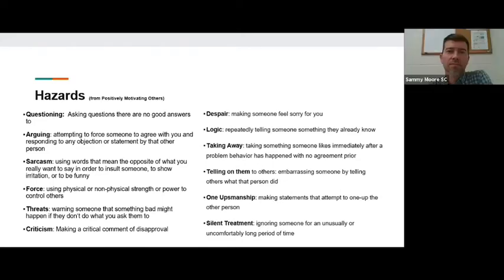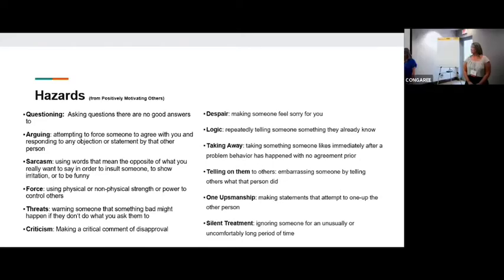One I forgot to talk about was telling on them to others. That is a really important one because it's about embarrassing someone by telling another person what they did. So, it's important for you to collaborate, and you might have to go back and tell the teacher how the student's day was, or their caregiver what happened. But you can do that in a respectful manner.